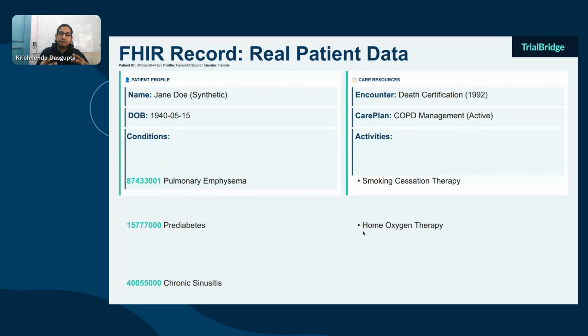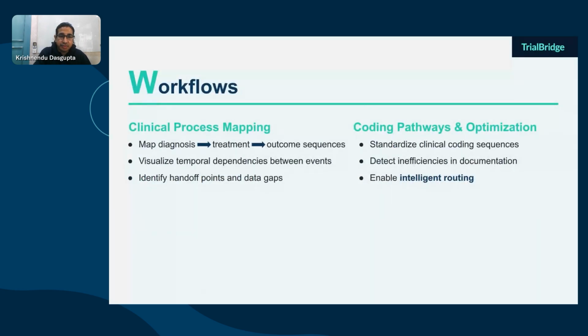The thing is that when you have to cluster these kinds of patients together to understand how many such patients there are, and map them to clinical trials or a clinical decision network, it becomes very, very tough. So we thought of creating workflows. Workflows means you map the diagnosis, create a treatment out of it, and then think of outcome sequences. You visualize temporal dependencies between events, and we also looked into coding pathways and optimization.